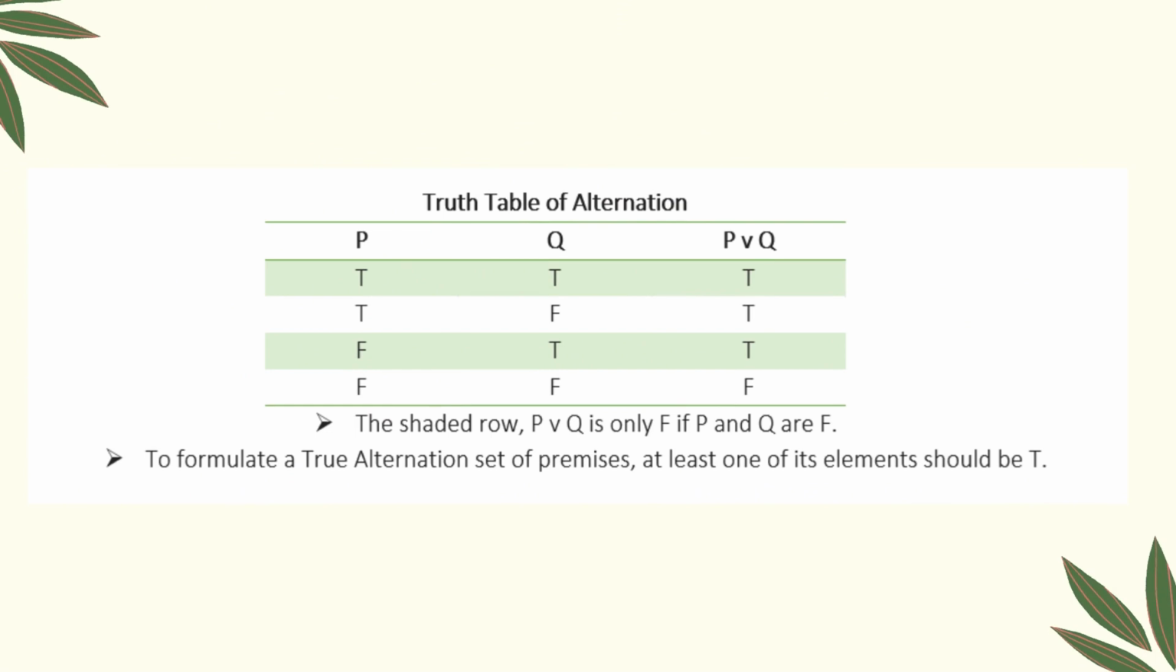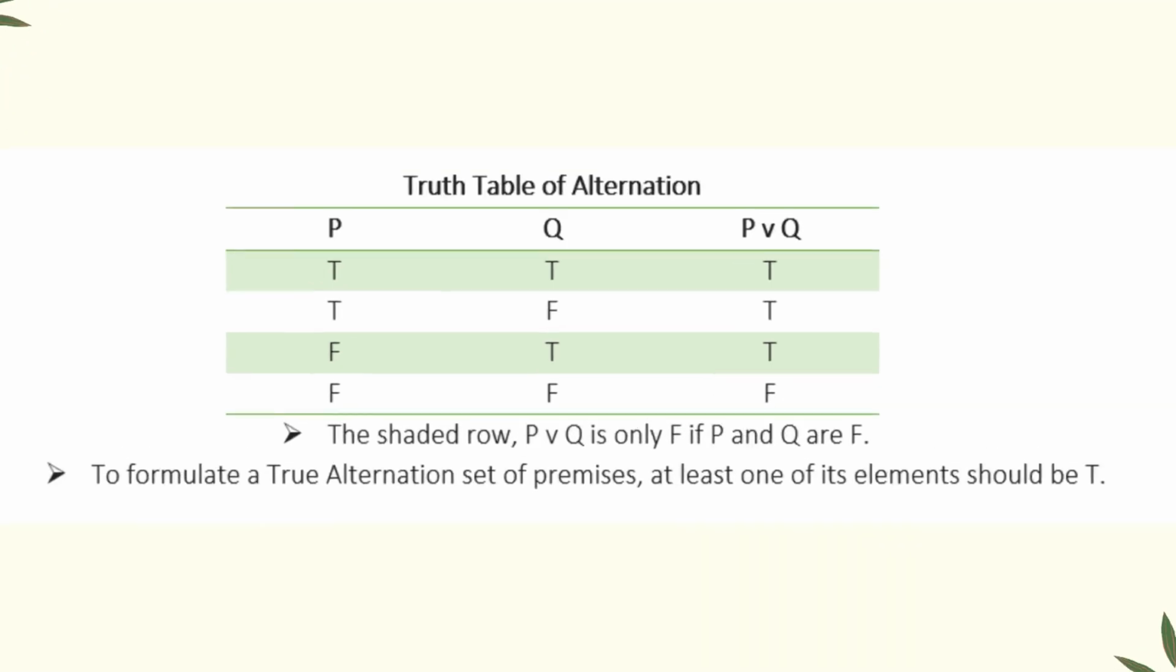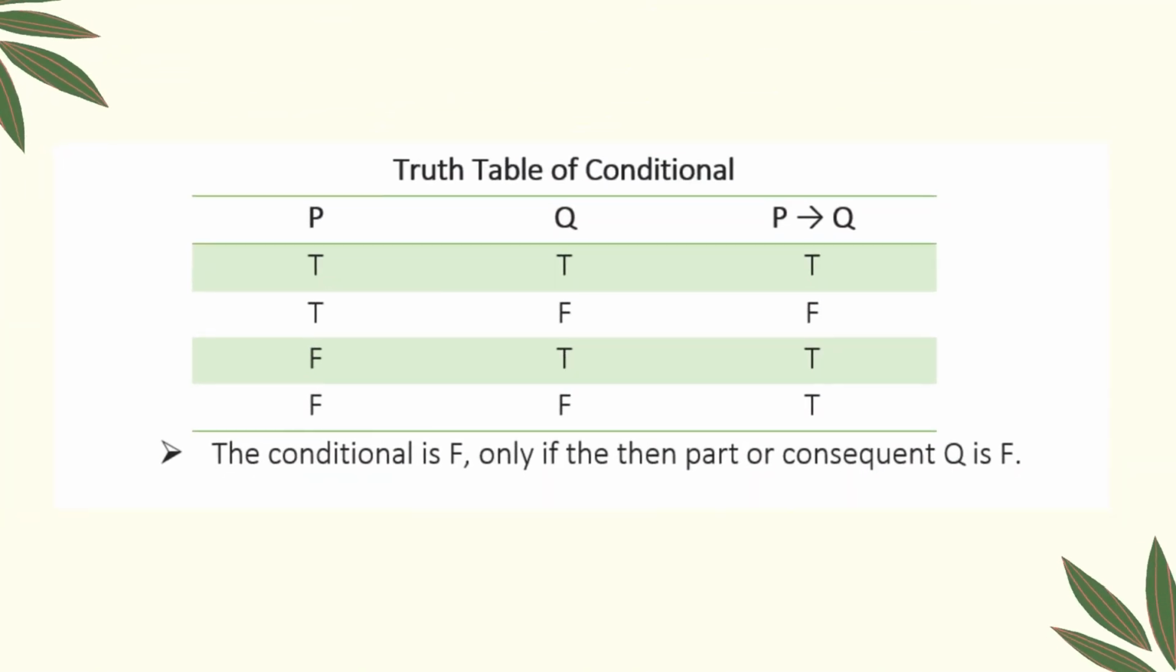Let us now proceed to the truth table of alternation. P or Q is only false if P and Q are false. To formulate a true alternation set of premises, at least one of its elements should be true. Next, we have the truth table of conditional. The conditional is false only if the second part, or the consequent Q, is false.